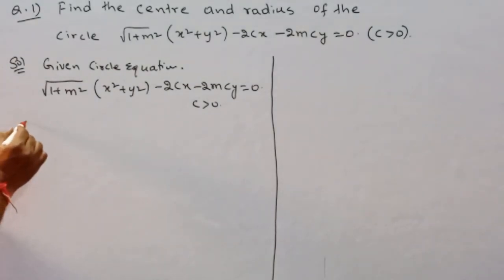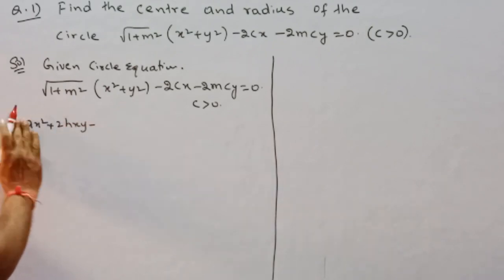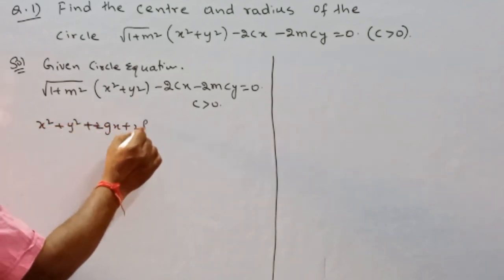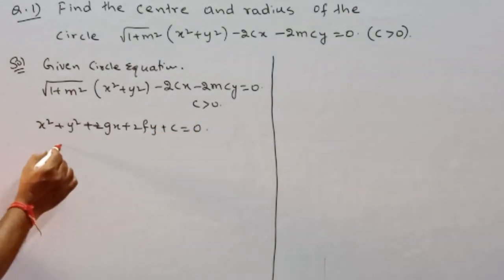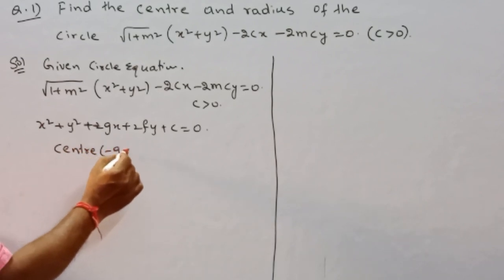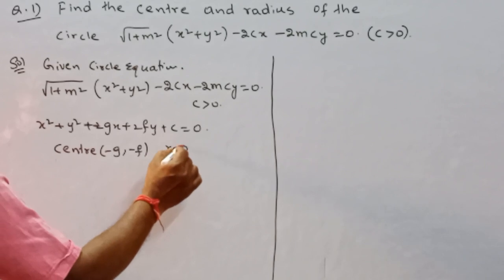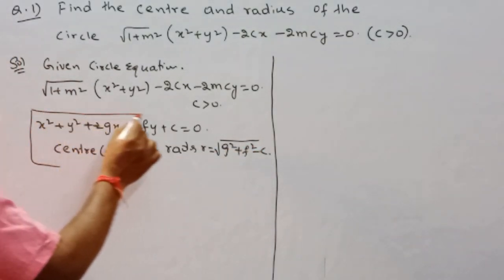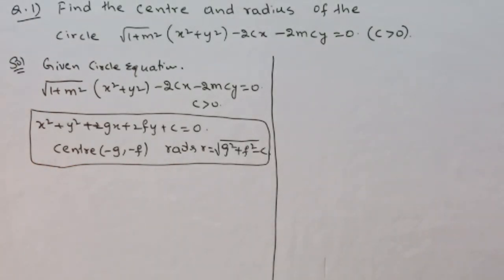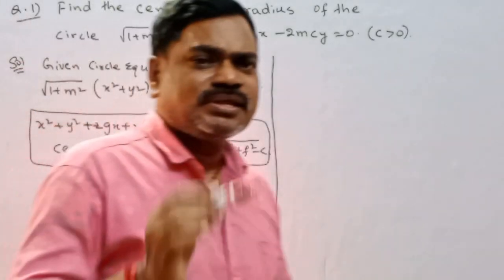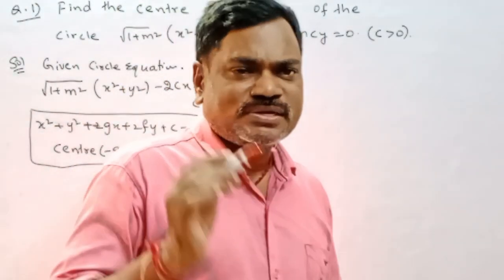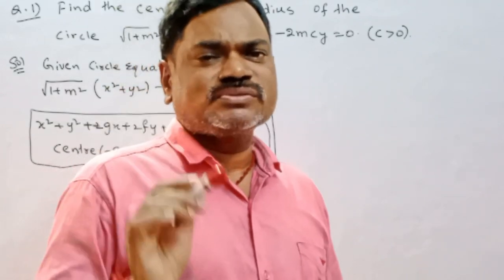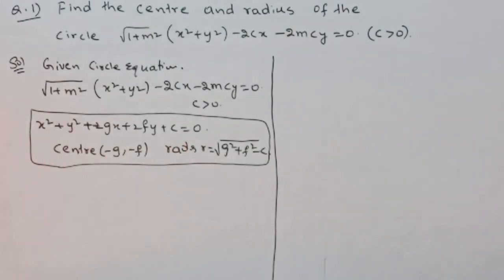The general circle equation is x square plus y square plus 2gx plus 2fy plus c equal to 0, where the center of the circle is minus g comma minus f and the radius of the circle r is equal to root over g square plus f square minus c.